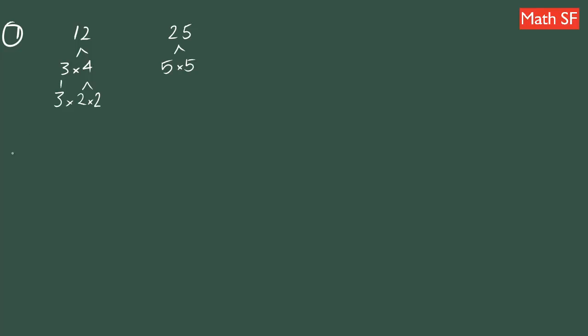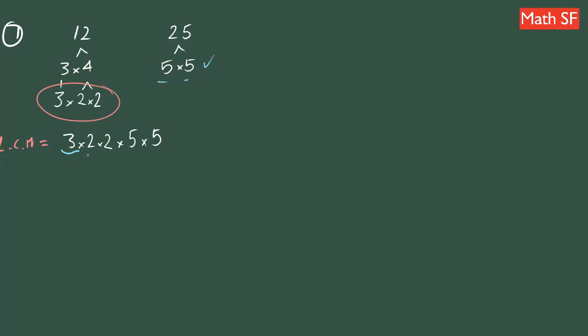Now to find my LCM, I need to pick one list. So I will decide to pick this list here. I'll pick 3 times 2 times 2. And I have to make sure that this 5 times 5 is already included here. Do I have a 5 times 5 here? I don't have a 5 times 5. So I must add a 5 times another 5. Therefore, my LCM will be 3 times 2 times 2 times 5 times 5.